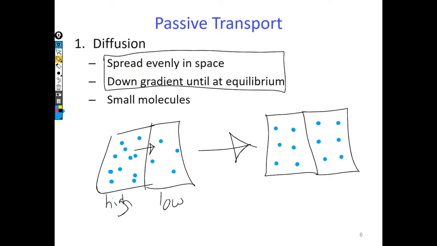The goal, of course, is to reach equilibrium. As the name implies, everything being equal, right? So everyone has the equal amount of space.